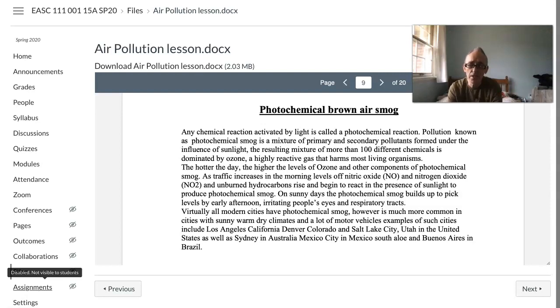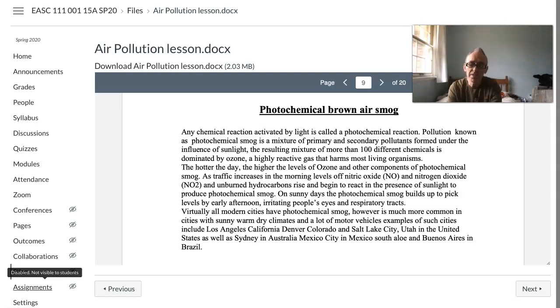On sunny days, the photochemical smog builds up to a peak level by early afternoon, and this will often irritate people's eyes or make it difficult to breathe. You may have felt this, like I said. And according to the American Lung Association, Philadelphia was over healthy limits of photochemical smog 136 days last year.